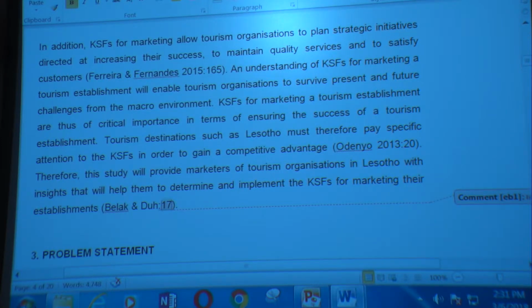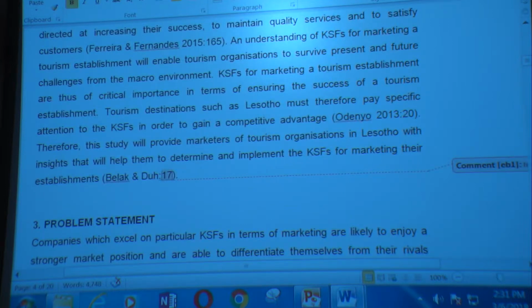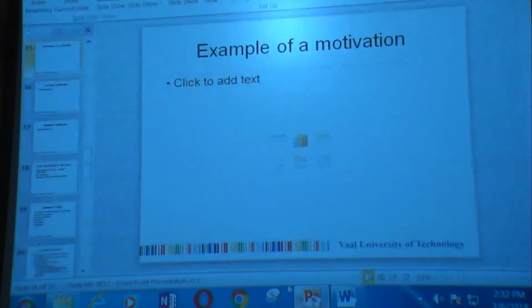An understanding of key success factors for marketing a tourism establishment. What will this do for industry? It will enable tourism organizations to survive present and future challenges from the macro environment. So therefore, she says Lesotho must also pay specific attention to the key success factors in order to gain a competitive advantage. And therefore, this study will provide marketers with insights in terms of marketing. That is an example of a motivation.